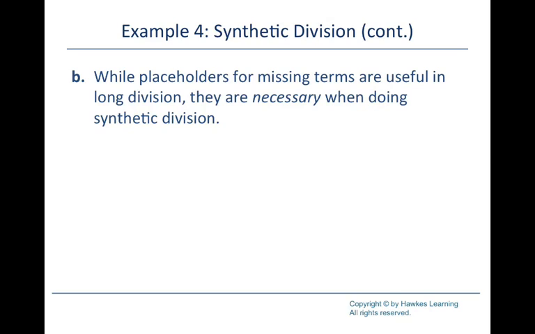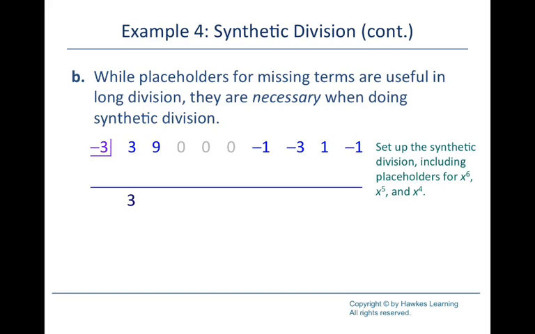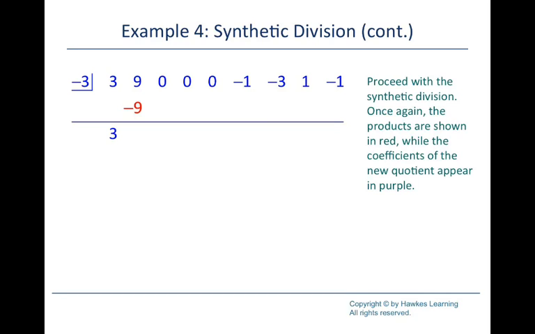All right, let's go on to our next example. Again, we have to have all those placeholders. The powers of 8, 7, 6, 5, 4 were zeros. You're going to divide by -3. So bring down your 3. 3 times -3 is -9. Add and get 0. -3 times 0 is 0. Add and get 0. Multiply and get 0. Add and get 0. Lots of zeros.